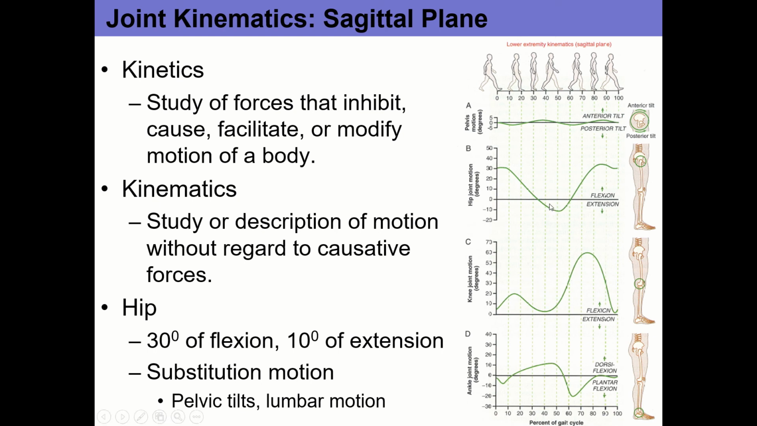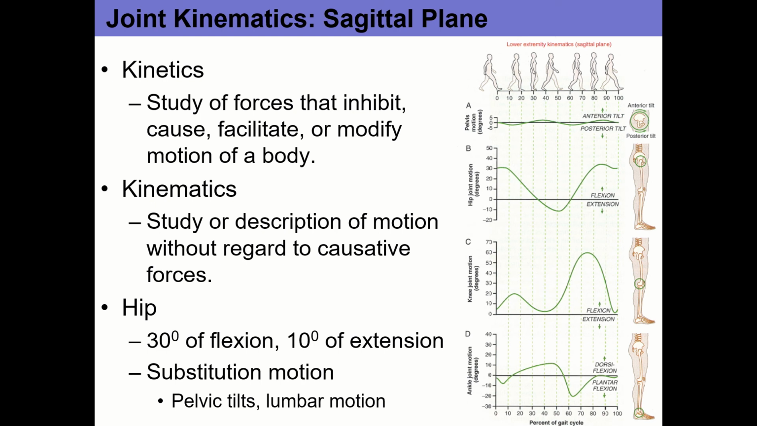So what this reflects then is the swing phase. As the foot comes off the ground, the hip moves back into flexion there. So for normal gait, you need about 30 degrees of hip flexion and about 10 degrees of hip extension. And so most commonly people are lacking in the extension category.